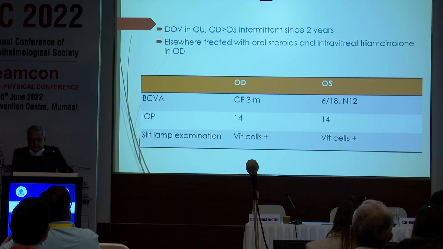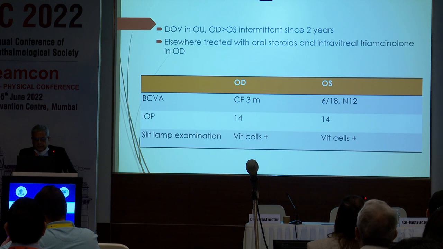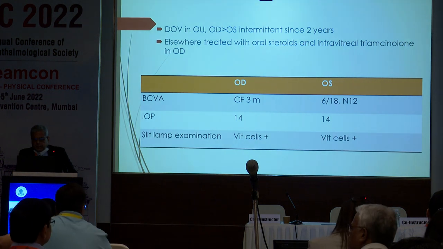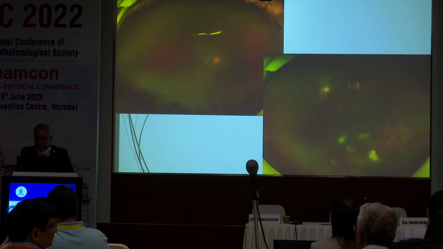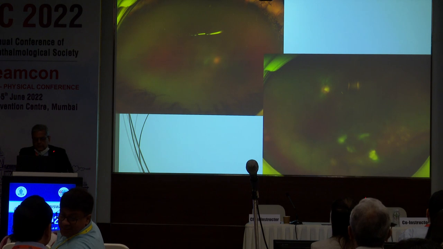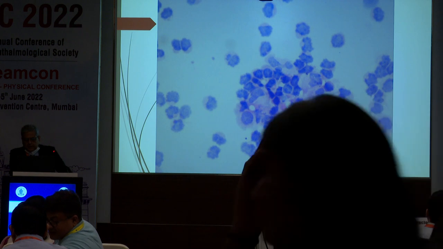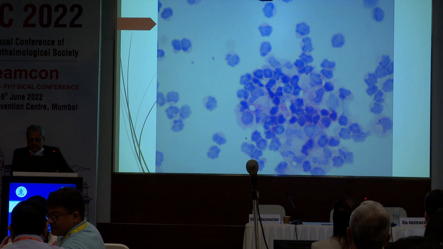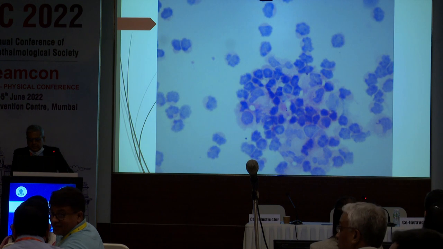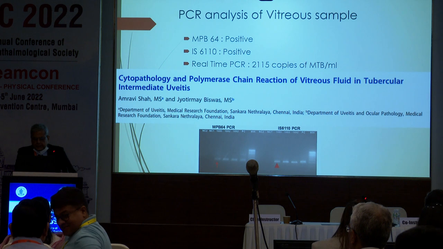Here is an example of nested PCR. This is a patient with dimness of vision in both eyes, treated with steroid and intravitreal injection. One eye has vitreous haze, and the other eye has exudates. In the eye with dense vitreous haze, we did a diagnostic vitrectomy, and we could see a large granuloma in the vitreous cavity with lymphocytes and epithelioid cells. The PCR came positive for Mycobacterium tuberculosis DNA.